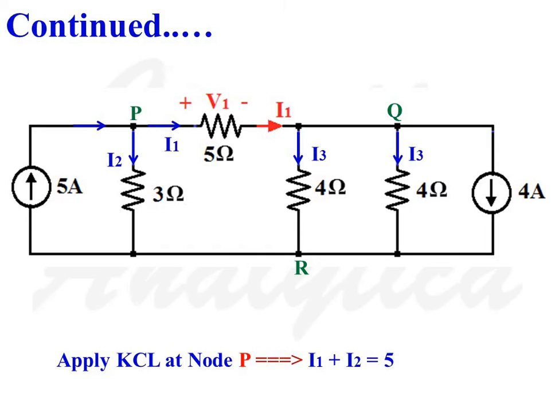Apply KCL at node P. There are three currents associated with node P. The three currents are I1, I2 and 5 ampere. 5 ampere current is incoming while I1 and I2 are outgoing currents. Therefore, we can write according to KCL, I1 plus I2 is equal to 5.